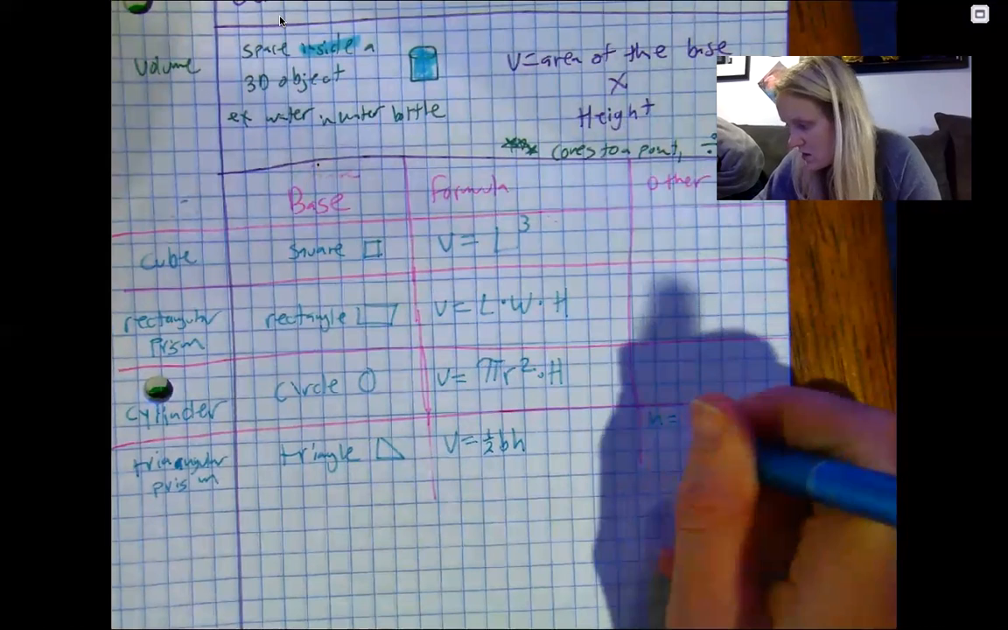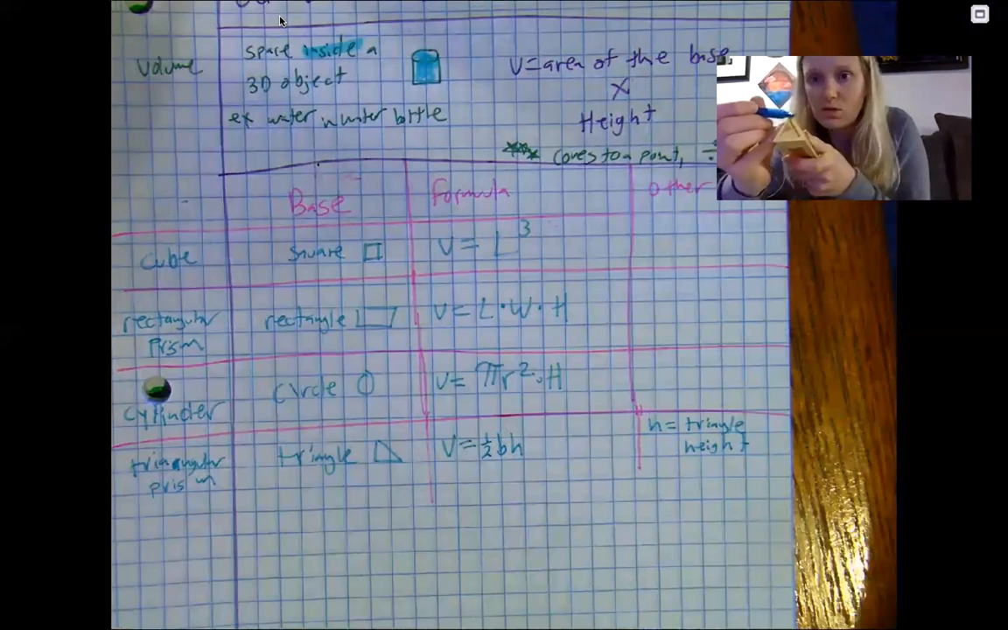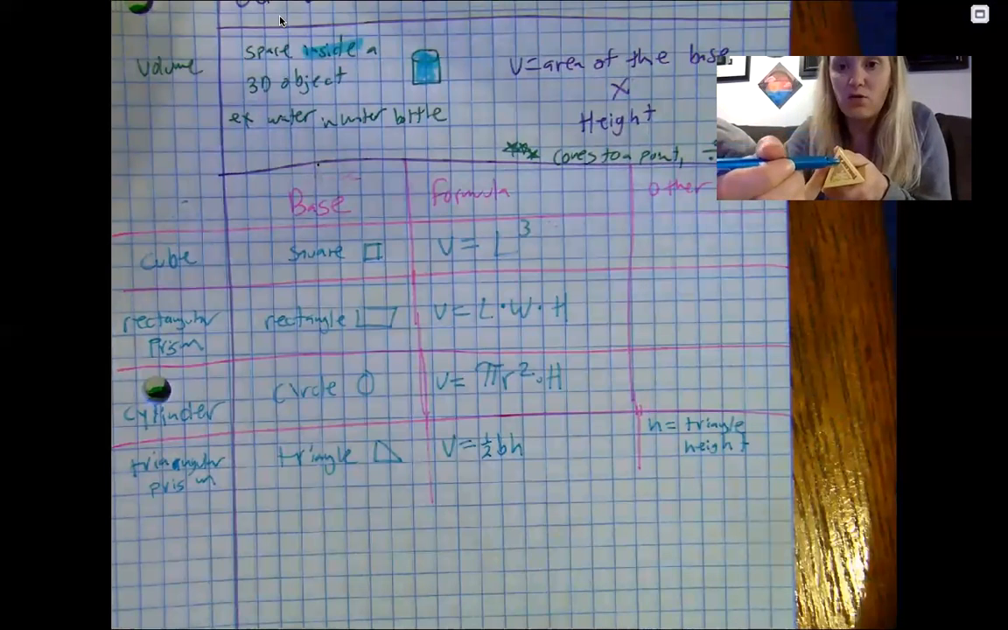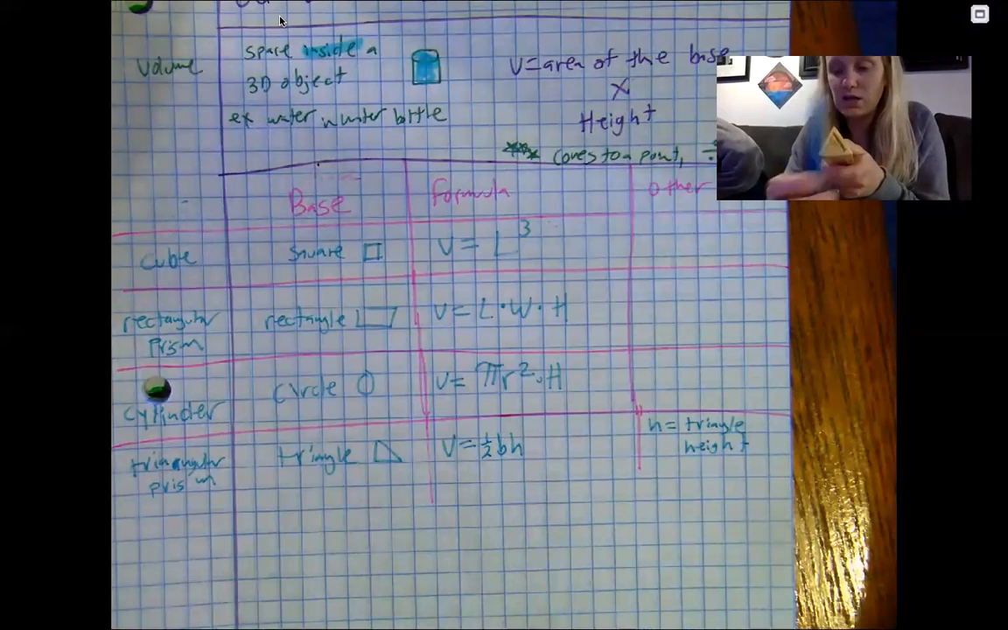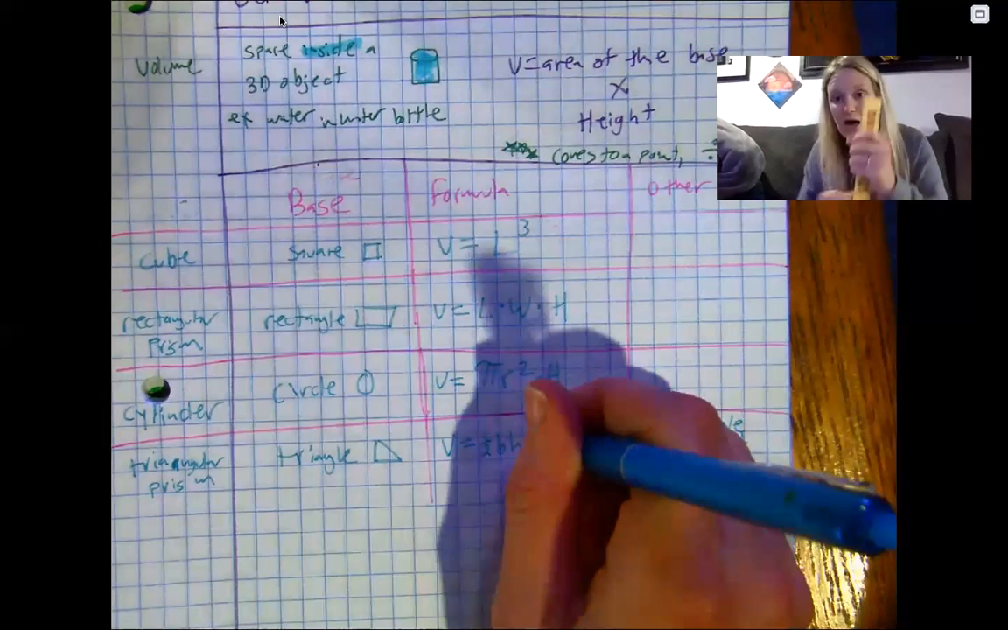Triangle height. And remember, we learned that triangle heights are from the top down at a 90-degree angle. It would not be the slant height. That's called the slant height. That gets you the perimeter. It does not get you the height. So area of the base times height. Then we have to times it by the height of it.